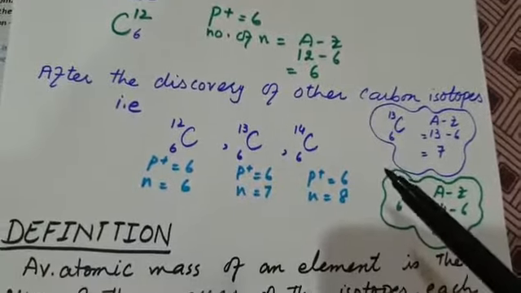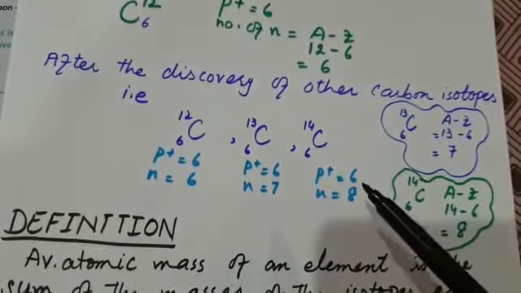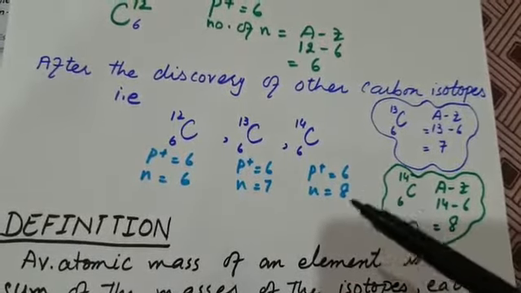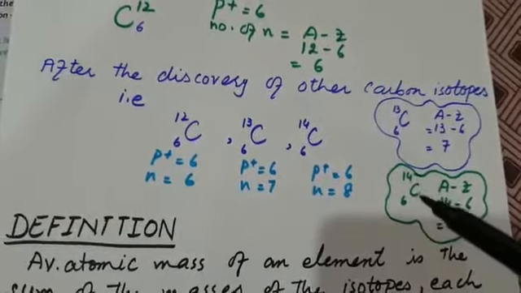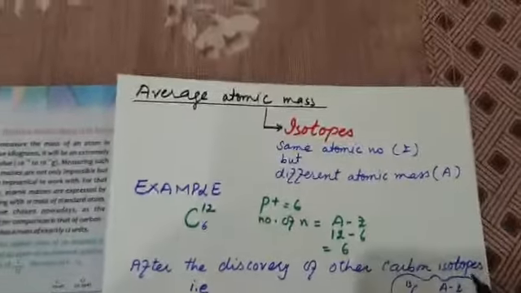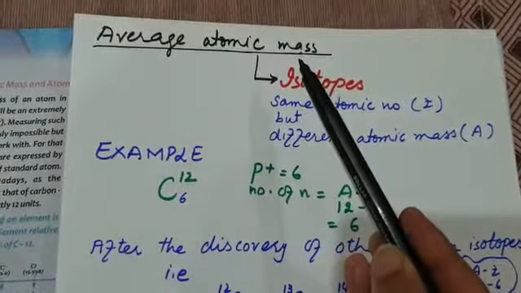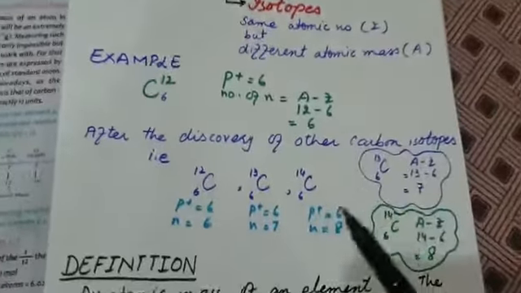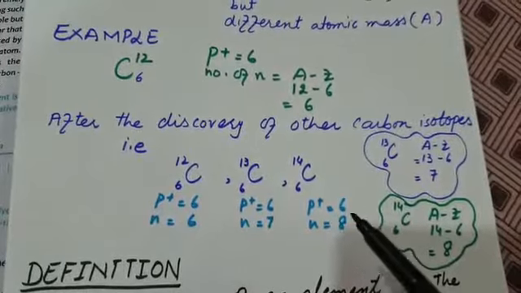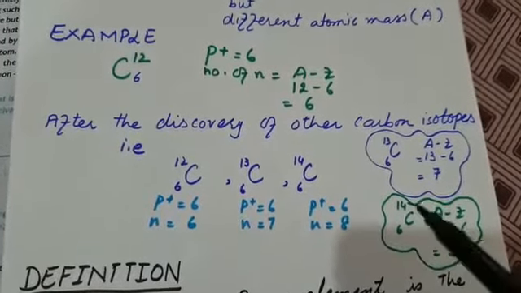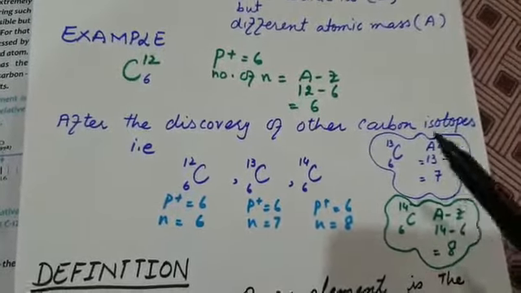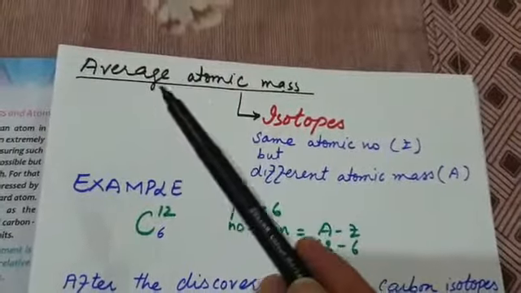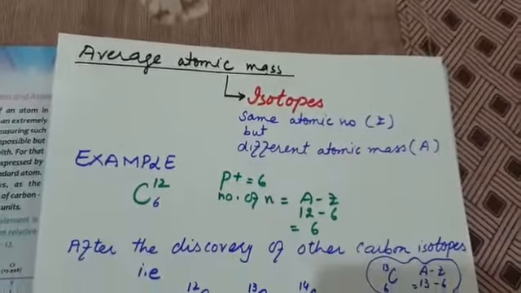I want to show you that by having a different number of neutrons in these isotopes, the mass will be different. For that reason, average atomic mass is a particular term related with isotopes, because isotopes have different numbers of neutrons. For that reason, their masses will be different, and so we take the average atomic mass for the case of isotopes.